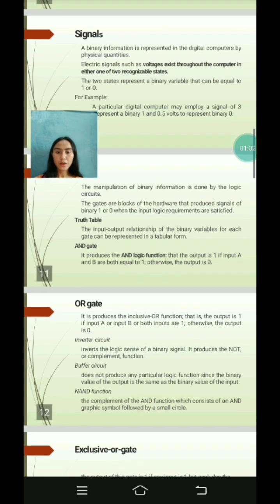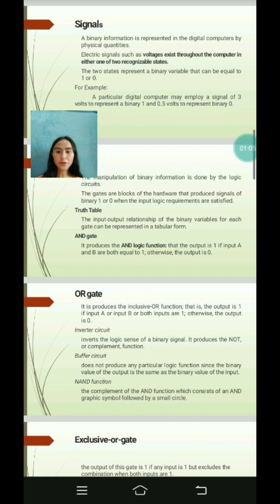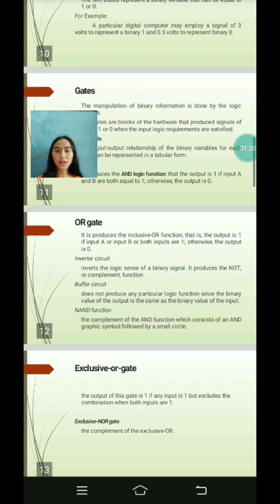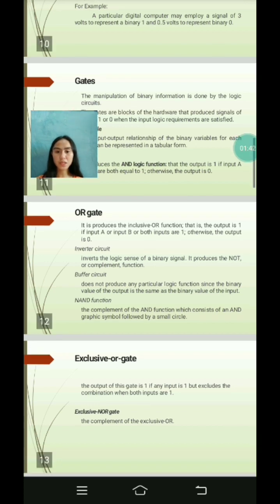Truth table. The input-output relationship of the binary variables for each gate can be represented in tabular form. First is the AND gate. It produces the AND logic function, that is, the output is 1 if inputs A and B are both equal to 1. Otherwise, the output is 0. Second is the OR gate. It produces the inclusive OR function, that is, the output is 1 if input A or input B or both inputs are 1. Otherwise, the output is 0.